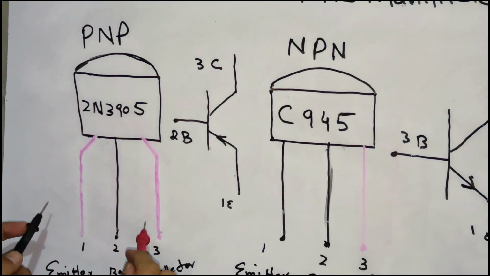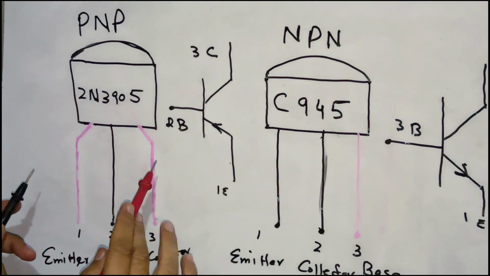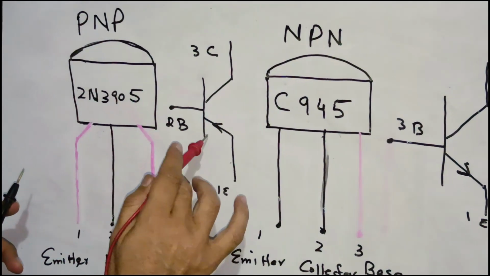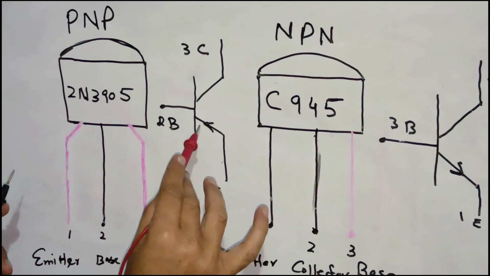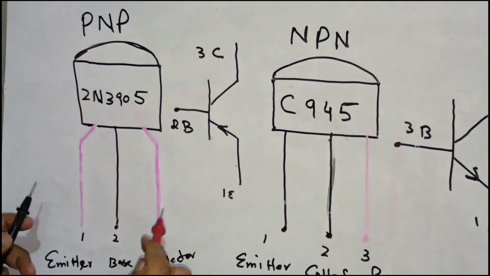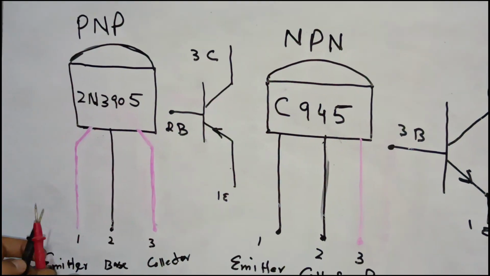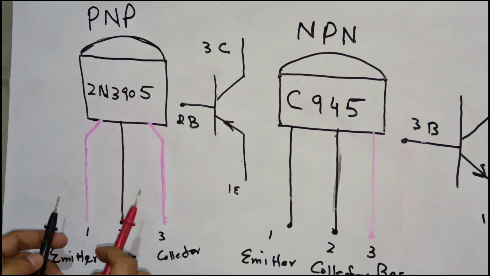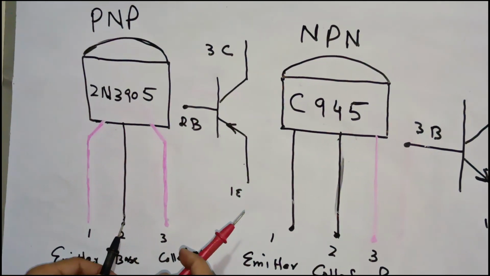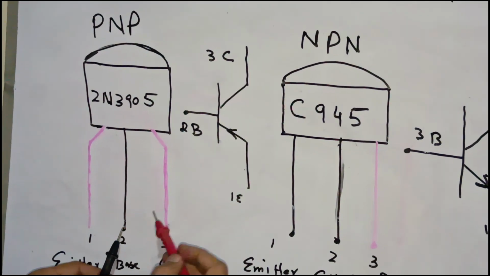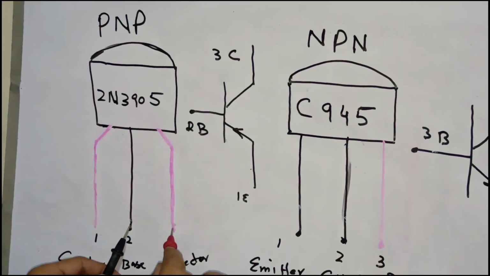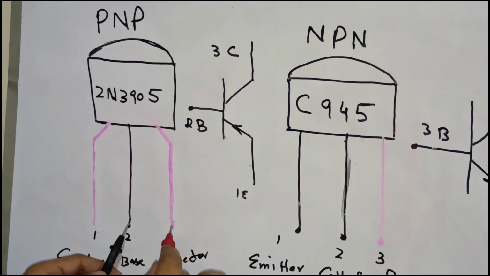Here we have a PNP transistor. As we already said, this arrow is towards the base, so it indicates this is a PNP transistor. How will we check with a digital multimeter? If we put the negative probe on the base, and connect the positive probe with the collector terminal, it will show some resistance.